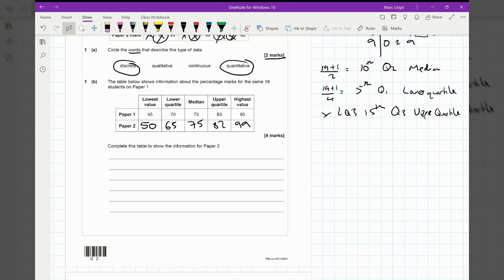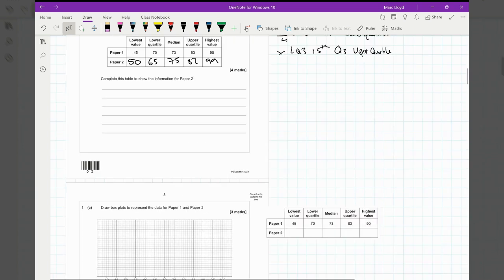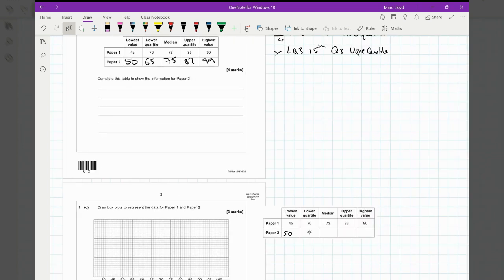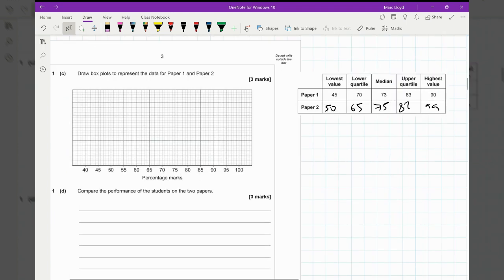Okay, part C, I've copy and pasted this already. I'm just going to rewrite these because I need to draw a little bit. For part C, we're being asked to do a box plot for both bits of data. So I'm going to use the top bit for paper 1, and paper 2 is just going to be below. So paper 1, the lowest value is 45. So we have a nice long line there.